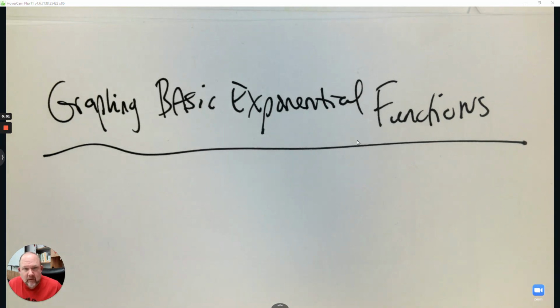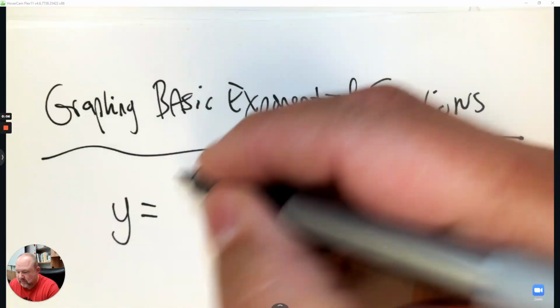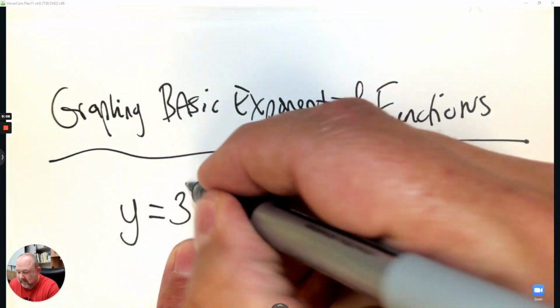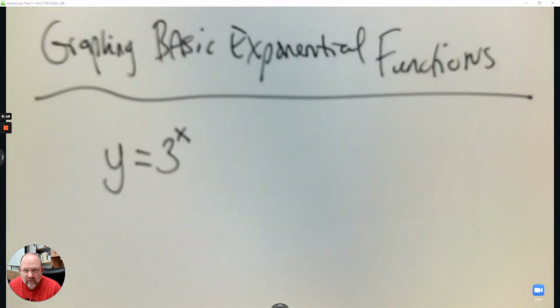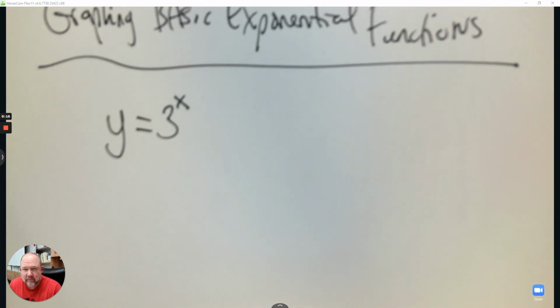This is your review on graphing basic exponential functions. A basic exponential function has a base and just the exponent x. The question is, how would I graph that and how would I analyze it? That's what the quiz is on too. See how blurry it is?